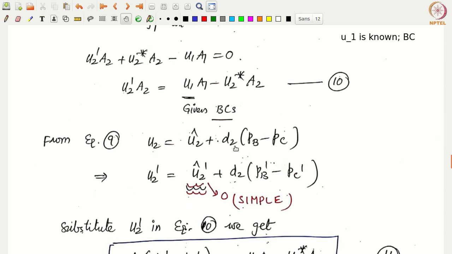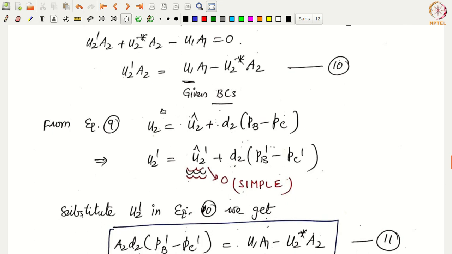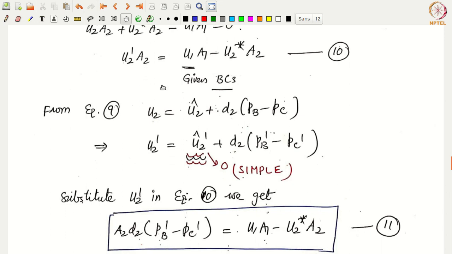Similarly, on the right hand side, that's basically going to give you u2 prime equals u2 hat prime plus d2 times (pB prime minus pC prime). Again, u2 hat prime would contain all the neighboring coefficients and everything, which will be neglected as part of the SIMPLE algorithm, right? That means u2 hat prime is 0. So what you have is u2 prime equals d2 times (pB prime minus pC prime). So this is what we are going to substitute for u2 prime in equation 10. That gives you a2 times d2 times (pB prime minus pC prime).